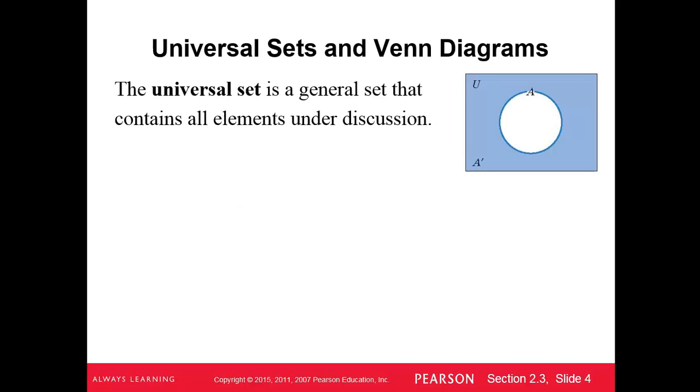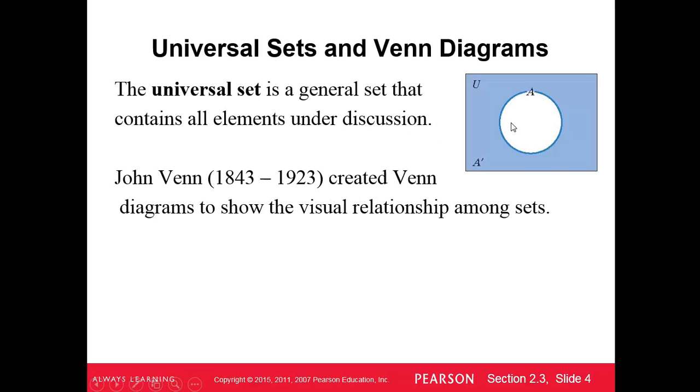First of all, the universal set is a general set that contains all the elements that we're talking about. You'll notice the little U up here, and that indicates whatever the elements are that we're dealing with would all be contained in this rectangle. Set A is then denoted as the circle, and the things outside the circle, or what we call a complement, are denoted as the A with the little apostrophe.